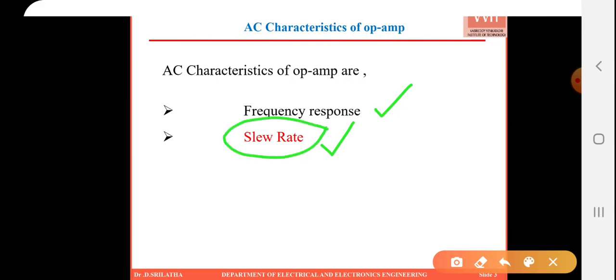What is slew rate of operational amplifier? Why does the slew rate exist for an op amp? And how the output of operational amplifier changes based on this slew rate value.